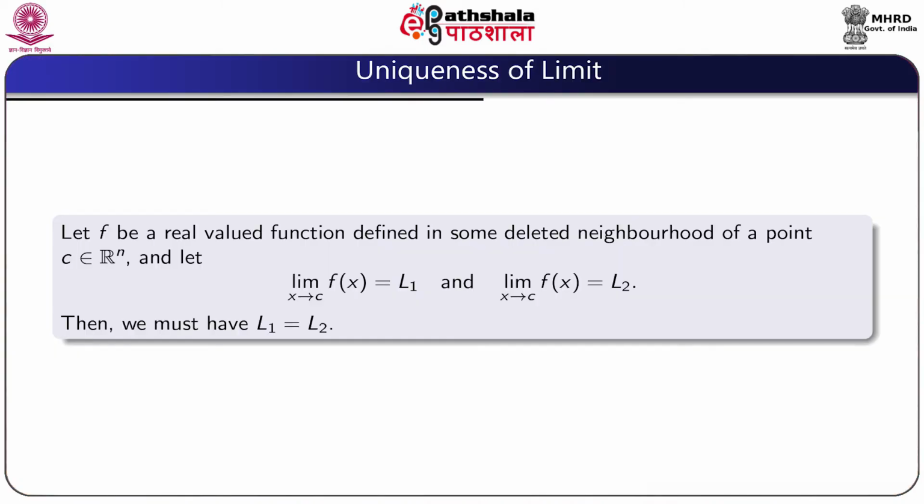Till now, we have used the limit. Now, we shall show that the limit of a scalar field at a point, if it exists, is unique, so that after proving this, we can use the limit. Let f be a scalar field defined in some deleted neighborhood of a point c in R^n. If possible, let limit of f(x) as x approaches c be L1 as well as L2. Then we must have L1 equal to L2.